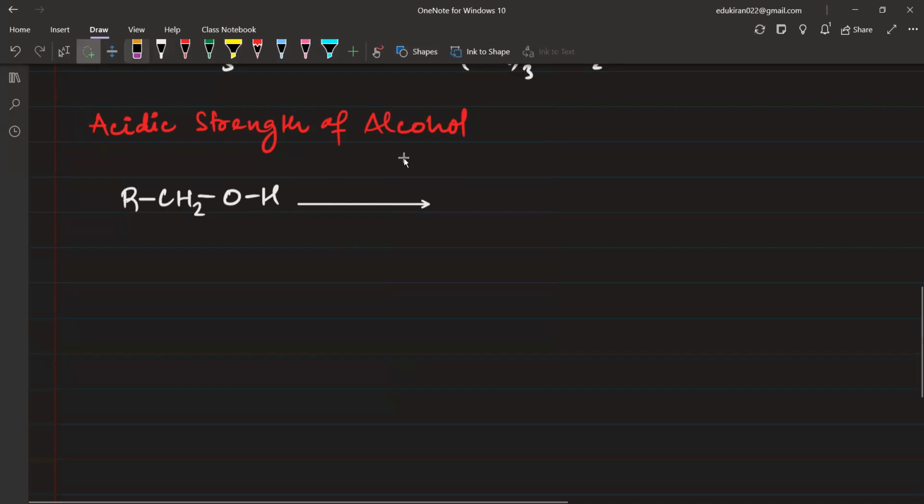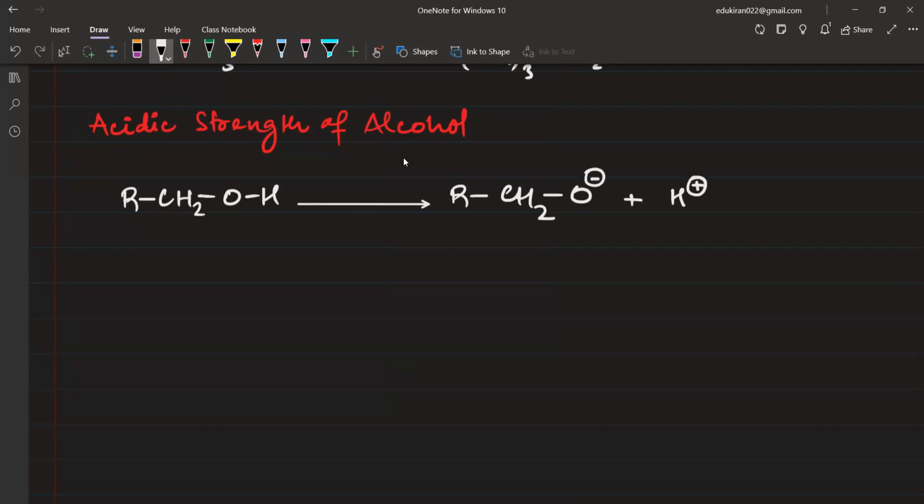So I have ROH, and this is acting as an acid, and it will be giving you RCH2O. The hydrogen will be taken away, it will be liberated as H plus, and oxygen will get a negative charge, plus you will have H plus. Now, this is acid. If you remember something from the 11th standard, this is conjugate base. What is conjugate base? Conjugate base is something that you get when you remove H plus from acid. Whatever is remaining, that is conjugate base.